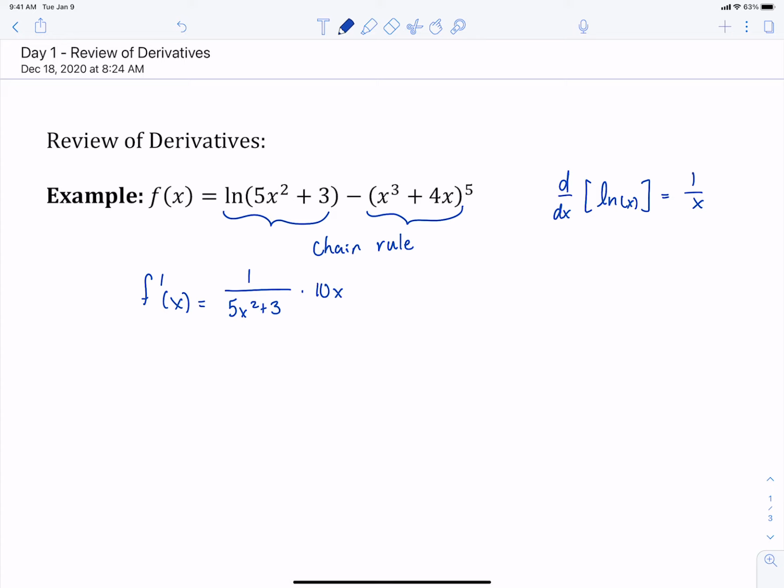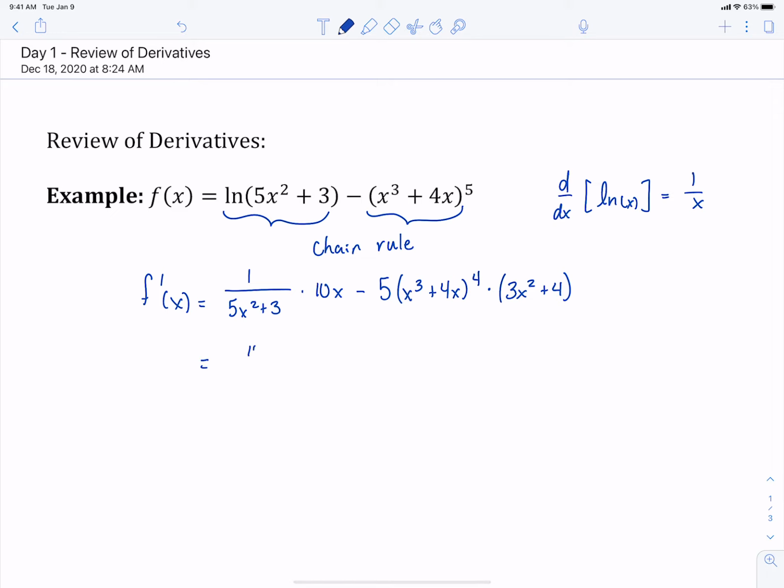So we'll get 1 over 5x squared plus 3 times 10x, and then minus 5x cubed plus 4x to the fourth. So the derivative of that exponent of 5, bringing the 5 down, taking away 1 from that exponent, and then times 3x squared plus 4. So really we can leave it like this if we want. It's basically done. We've taken the derivative.